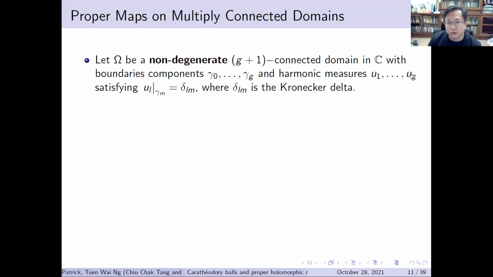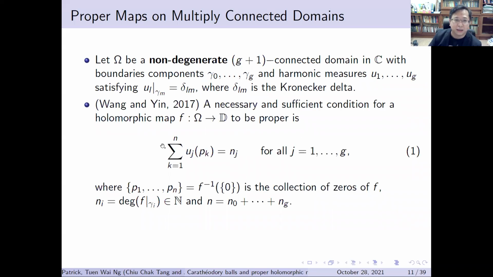let u1 up to ug be the harmonic measures with respect to these boundary curves. And they also attain the following necessary and sufficient condition, to have a proper map from omega to D. So it's actually given by this system of equations here. You see these pk, they are zeros of f. And suppose the degree of this proper map is n, so you have n zeros here.